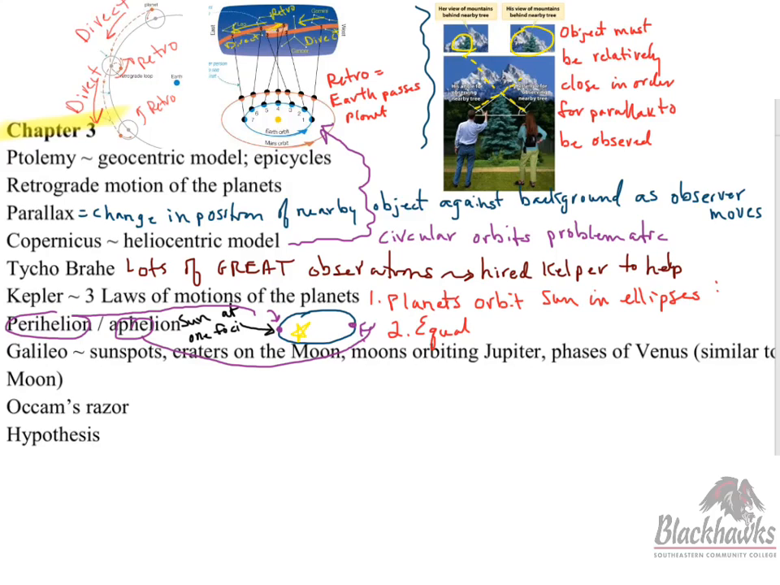But because the sun is off center, not the center of a circle, sometimes the planet in orbit about the sun is closer to the sun than other times in its orbit, and we call that perihelion. And when the planet is farthest from the sun, we call that aphelion. So his second law, Kepler's second law, is worded kind of weird, okay?